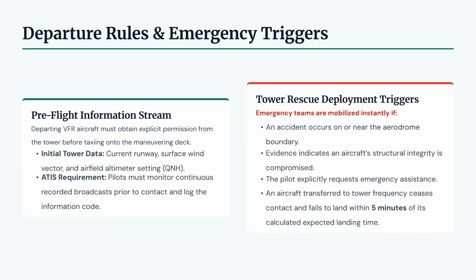For departures, VFR aircraft need explicit tower permission before taxiing. Pilots must monitor ATIS broadcasts and log the information code. Tower rescue teams mobilize instantly if an accident occurs, structural integrity is compromised, a pilot requests assistance, or an aircraft fails to land within 5 minutes of the calculated time.